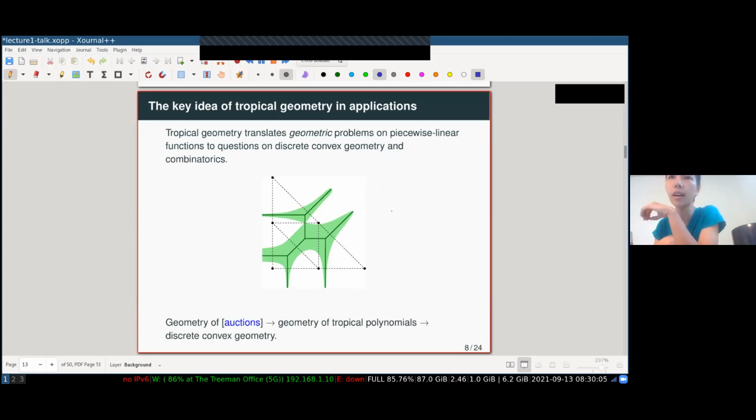applications. Okay. Right. So the key idea in applications is to translate geometric problems on piecewise linear functions to questions on discrete convex geometry and combinatorics. So for example, today I'll talk about the geometry of auctions. Okay. So I want to say something about combinatorial auctions. What I would do is turn it into a question about the geometry of tropical polynomials, and then I take this convex transform, and now I want to say something about the geometry of a particular polytope subdivision. Okay.